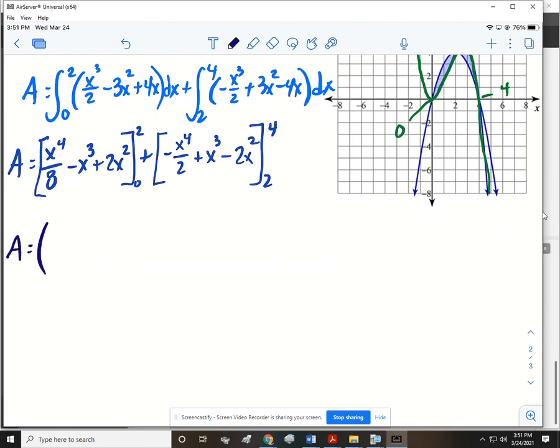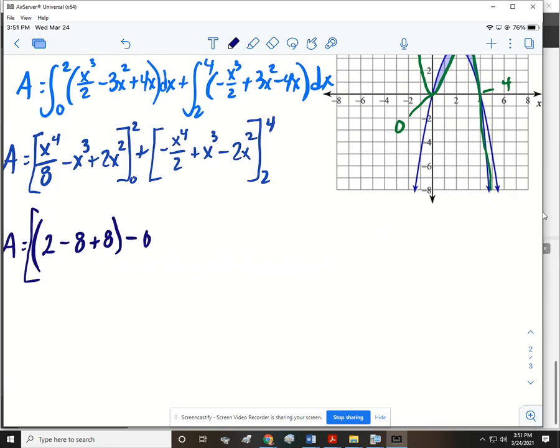So we'll start with plugging 2 in. And when I raise 2 to the 4th, 16 divided by 8 is 2. 2 to the 3rd is 8. 2 squared is 4 times 2 is 8. All right, then I need to subtract what I get when I plug in 0, which is just going to be 0.